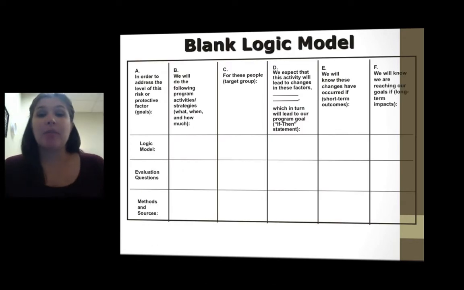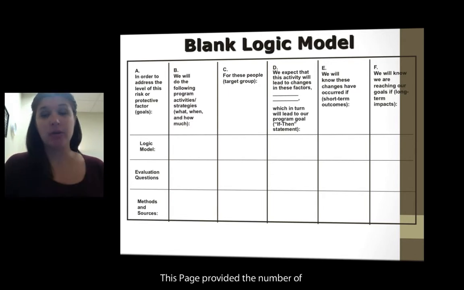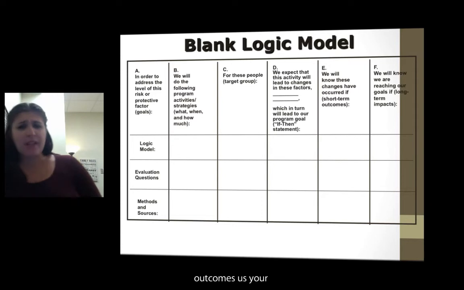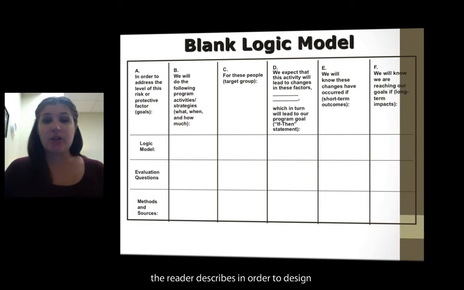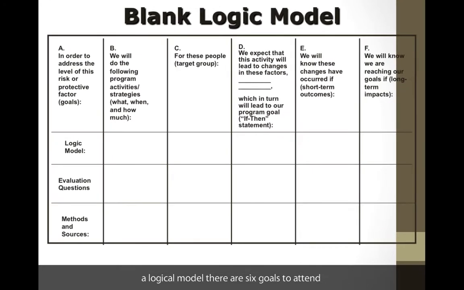This is an example of a blank logical model, which will be provided to you in the module that will help you with your prevention planning project. As the reader describes, in order to design a logical model, there are 6 goals to attend to. Then you would put together evaluation questions for each of those goals, and then the methods and sources for each section. There is an example design located in this module for you to look at.